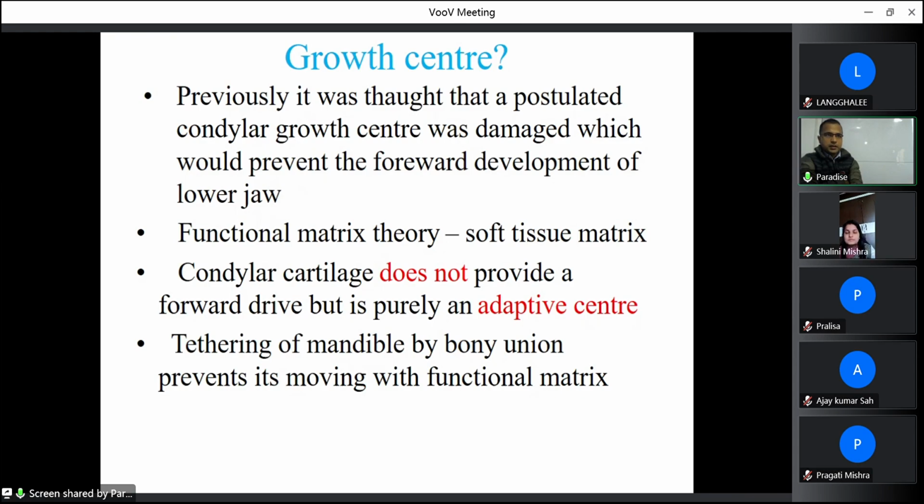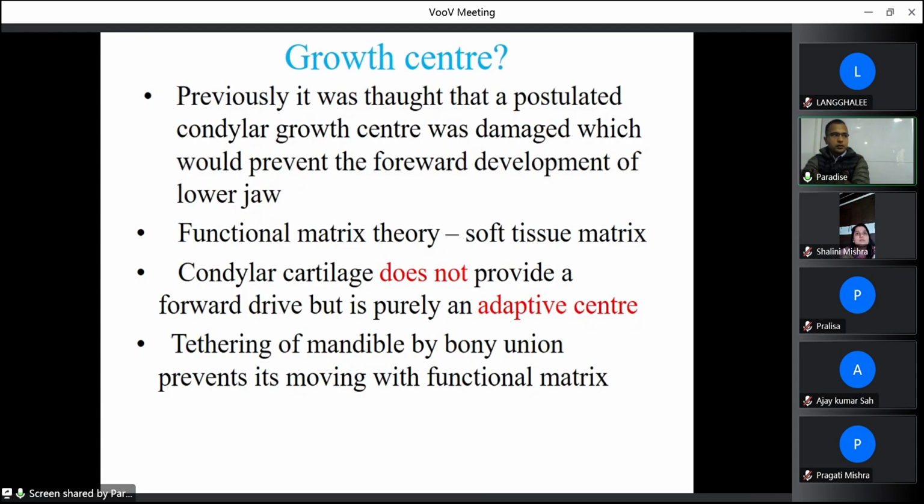What the functional matrix theory says is that previously it was thought that the growth would be present in the condyle, and it would pull the mandible forward. But according to functional matrix theory, it is just opposite. The soft tissue which is present around the mandible will drive the mandible forward, so it will lead to a gap in the condylar region. There will form some gap between the condyle and the fossa. So when the gap is formed in the condylar region, the secondary cartilage which is present in the head of the condyle will lead to formation of new cartilage. And after the new cartilage is formed, it is replaced by the bone.